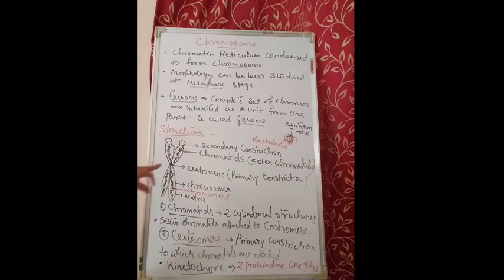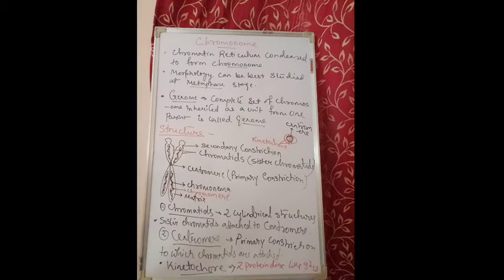Now the constriction to which the chromatids are attached is known as the centromere, and the centromere is the primary constriction. So the 2 chromatids are attached at a point, a constriction, which is known as the centromere.